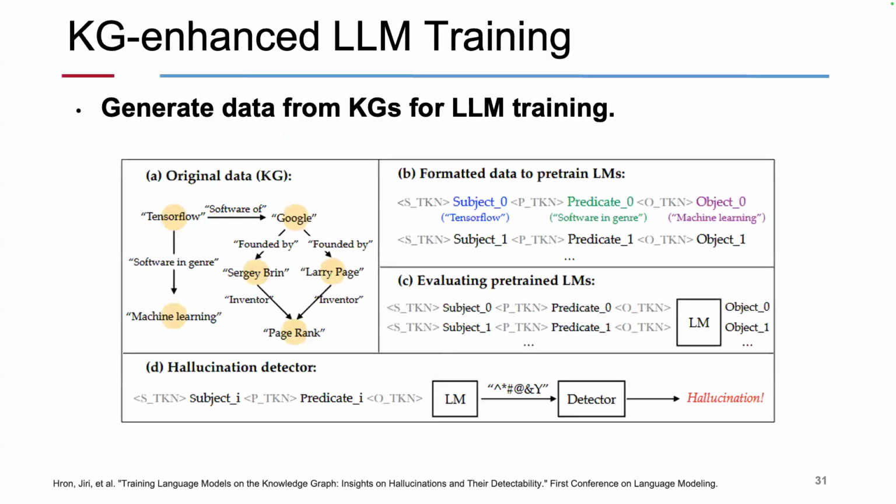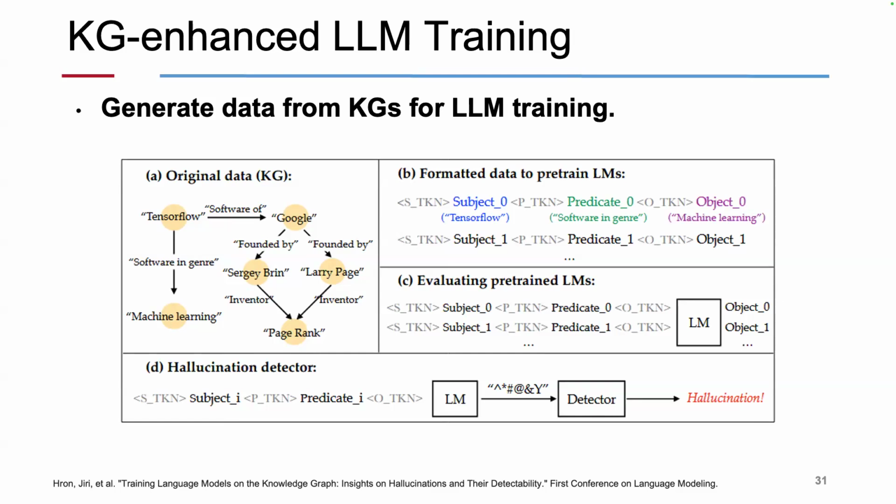So the first is how we can utilize a knowledge graph to enhance large language model training. This kind of solution has actually been studied for quite a long time, even before the large language model. So the basic idea is that the knowledge graph is data. We can get lots of data from the knowledge graph, and then utilize it to train the large language model with pre-training or fine-tuning objectives.